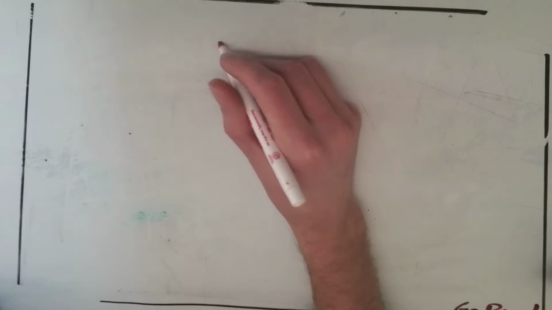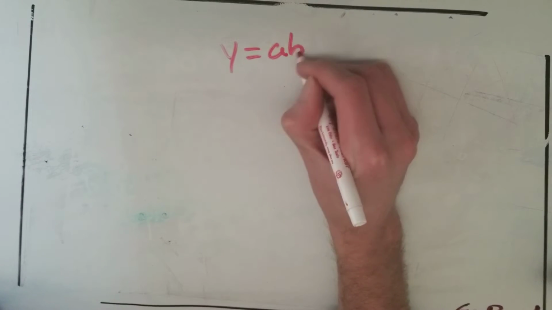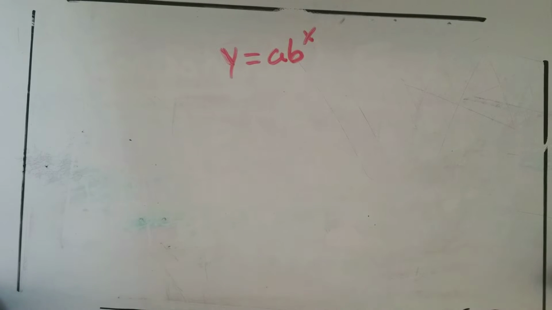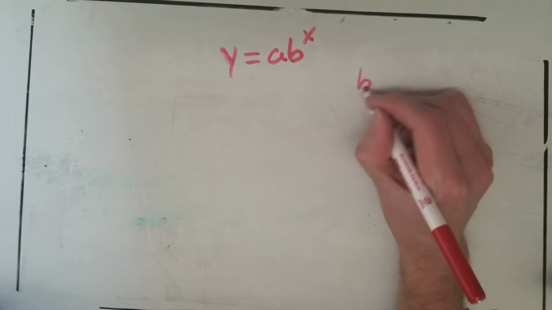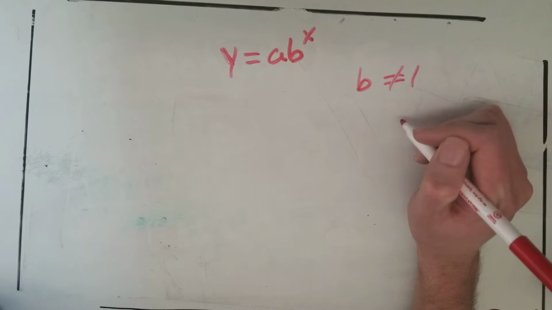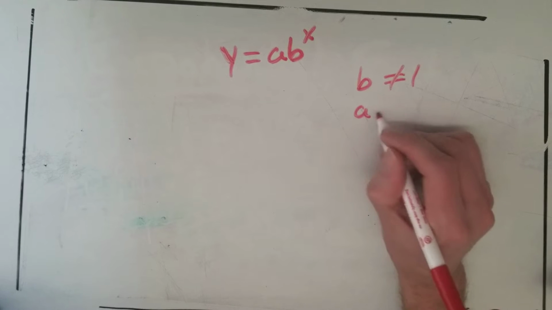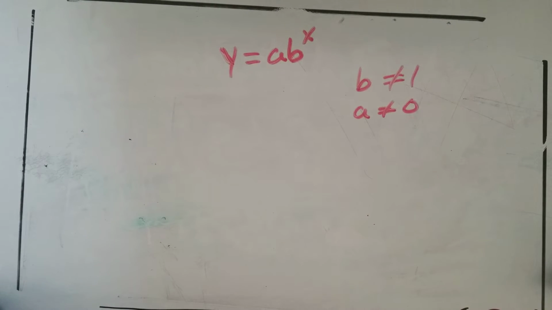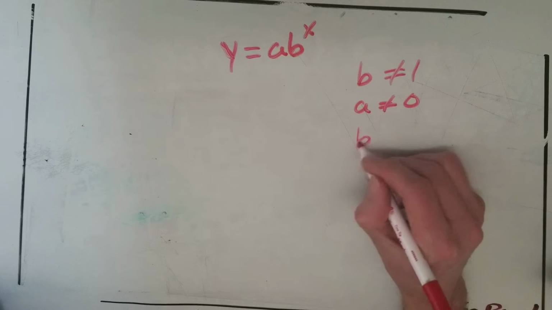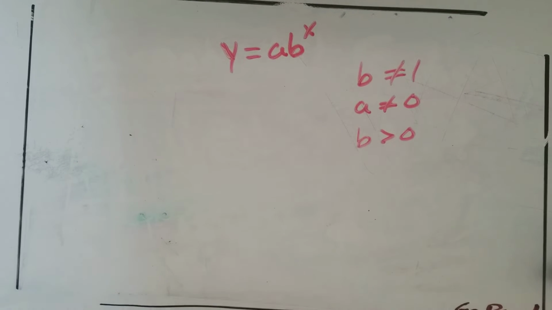This slide says y equals a times b to the x, and this was just the form of an exponential function. And of course, we had b was not equal to 1, and a was not equal to 0, and we knew that b was also greater than 0. We had a positive number for b.